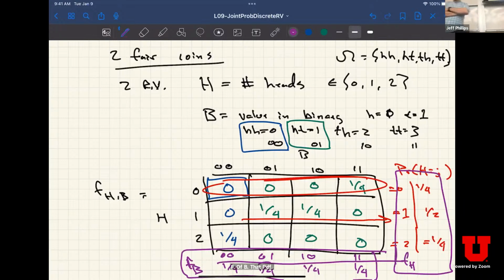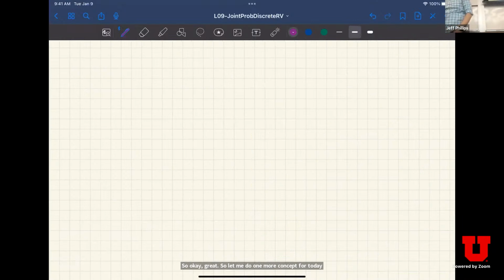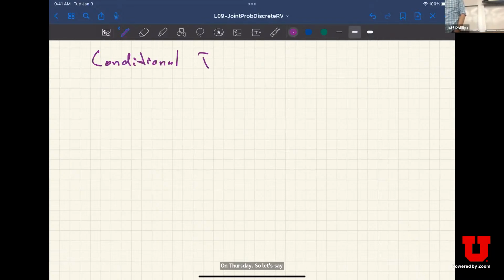So, okay, great. Let me do one more concept for today, and then we'll wrap it up and do independence of discrete random variables on Thursday. So let's say, conditional probability. Okay, so we want to do conditional probability.